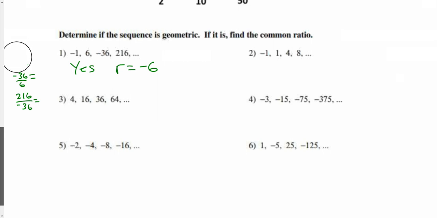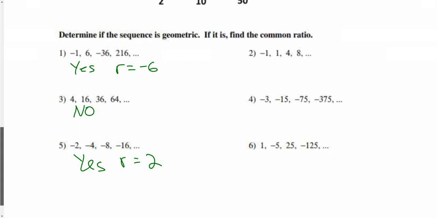How about the one below it? Well, this is not geometric because as soon as you put the 16 on top of the 4, that gives you 4. But when you put 36 on top of 16, that's not 4. It has to be the same number all the way through. So that one's not geometric. How about the bottom one? Number 5, yeah. Okay, so this one's yes. And the answer for R is 2.